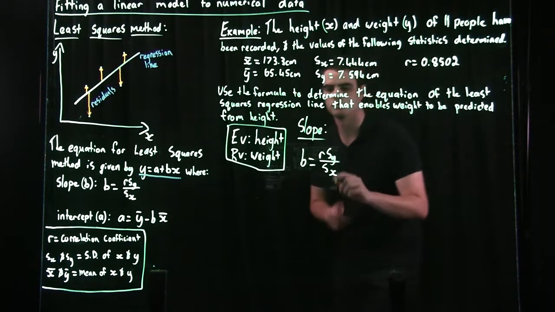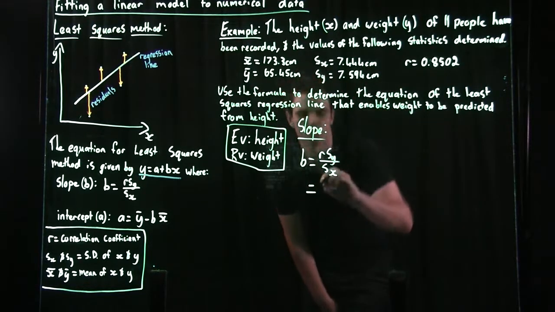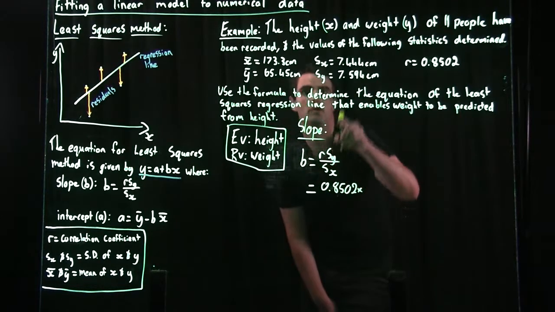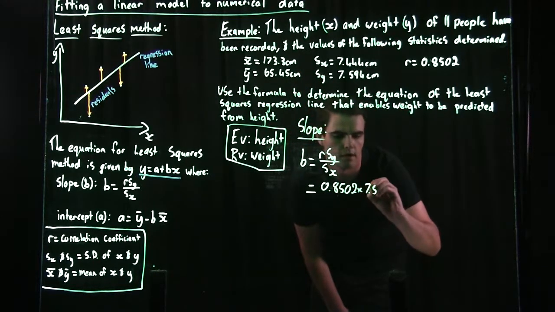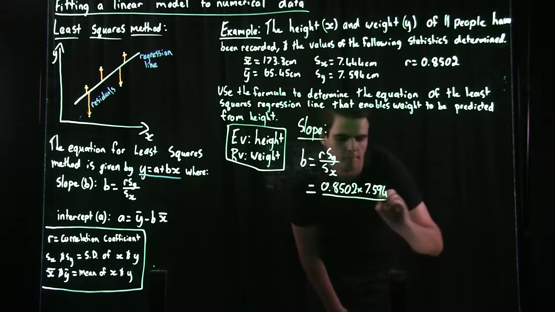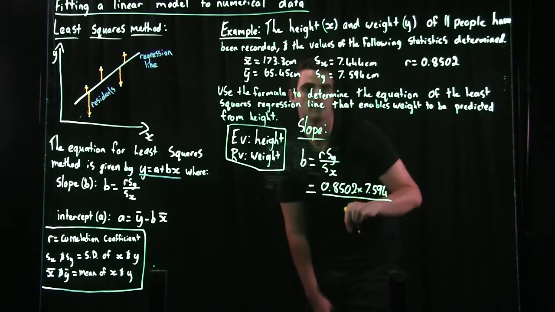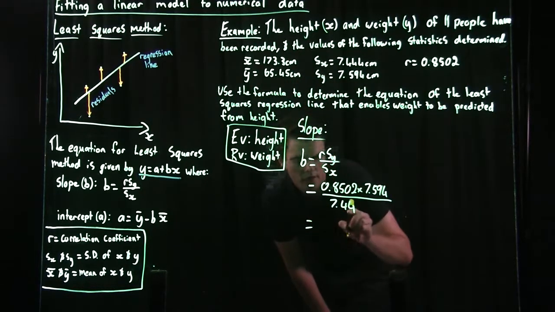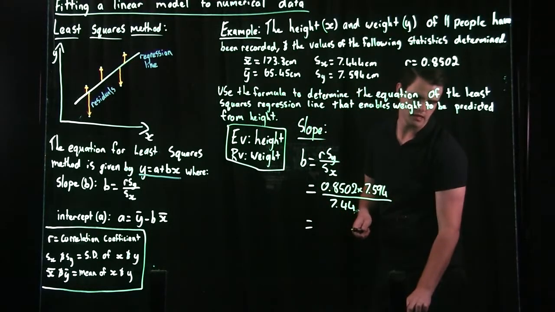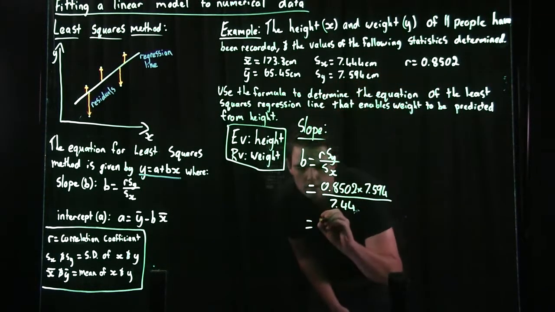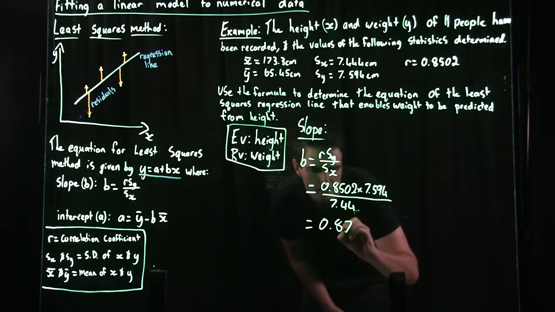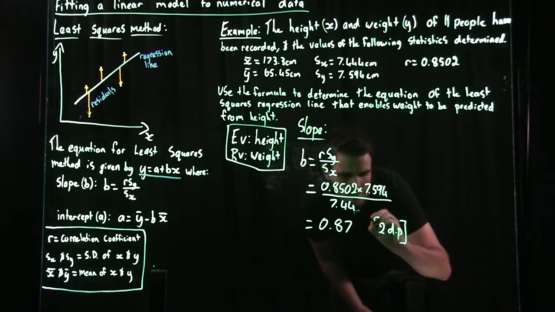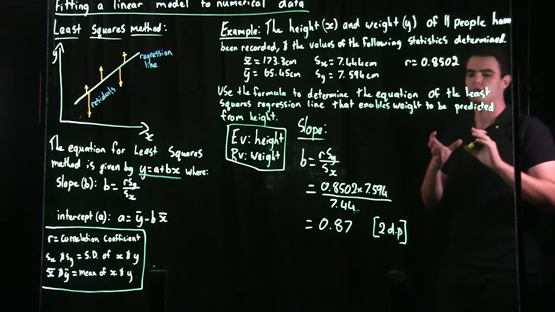I'm going to substitute my values in, so I get R, which is 0.8502, multiplied by 7.594, and that's all divided by 7.44. When I put that in, I get 0.87, and that's to 2 decimal places. Nothing too tricky here.